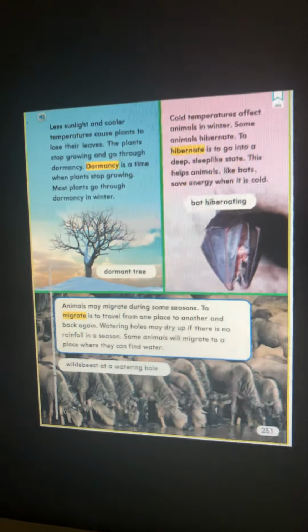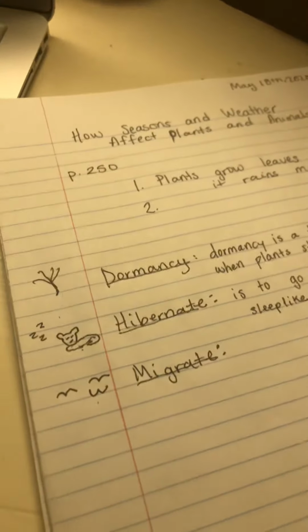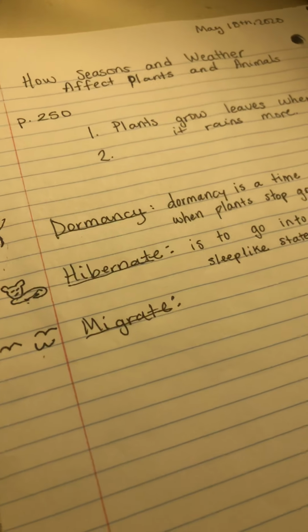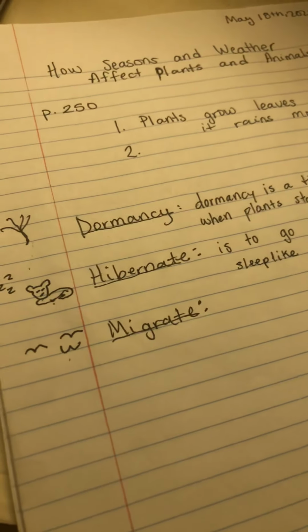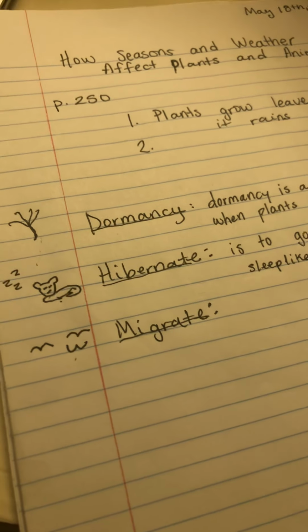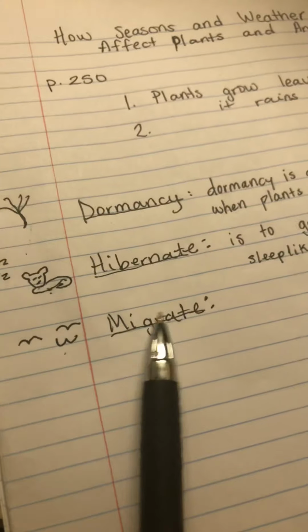So when I write that, I can draw a picture of whatever makes me think of migrate. If you remember migrating, meaning that when butterflies travel from the north to the south, or birds travel from the north to the south or south to the north, that can help you remember what migrate means. Whatever pictures here help you remember what these words mean. So migrate.